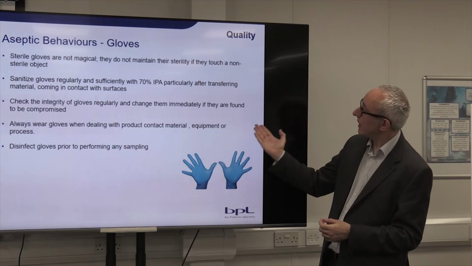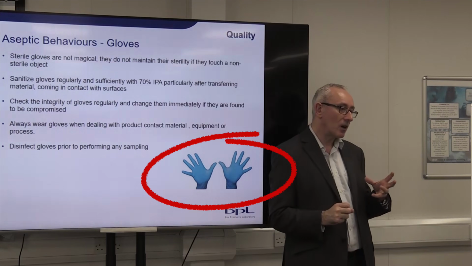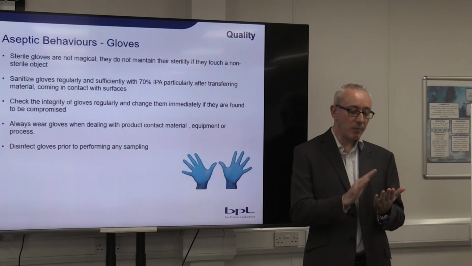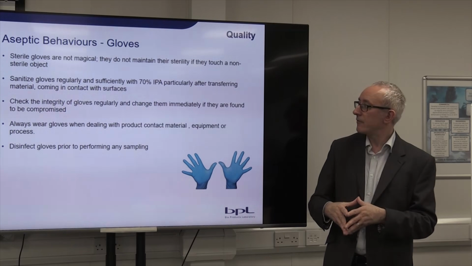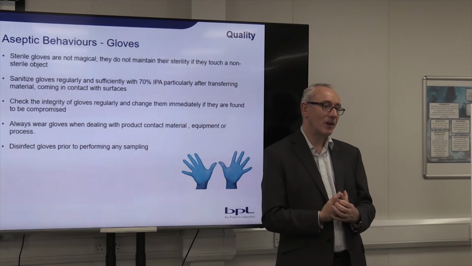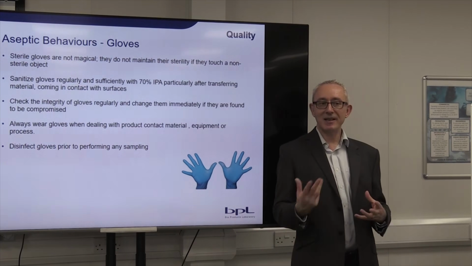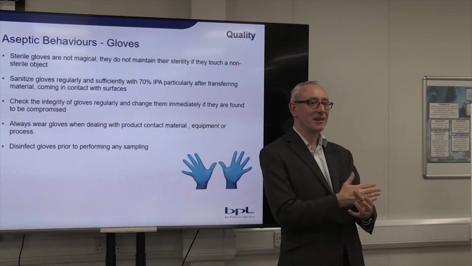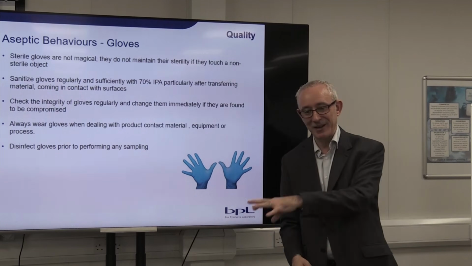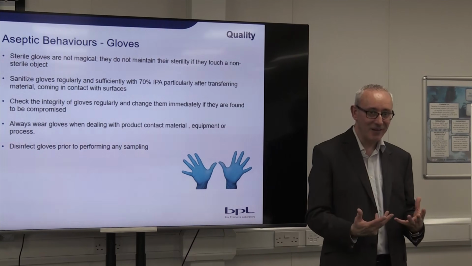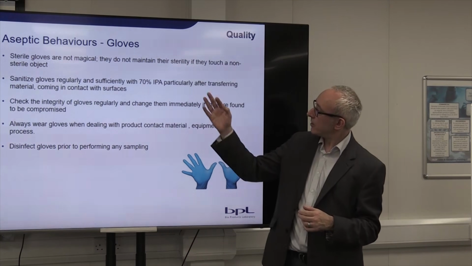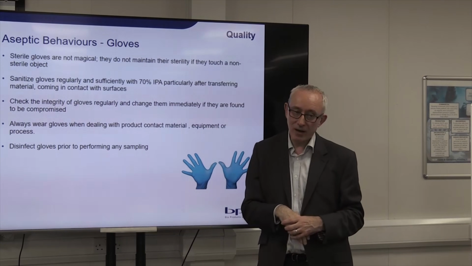Okay, so gloves. Now, gloves do protect the product. So they're better than bare hands, but gloves are not the solution to everything. It's often quite amusing if you go to a canteen, for example, and you see someone put gloves on, and they suddenly think they're invulnerable to anything, so they go and touch one thing, then touch another thing. Gloves don't work like that. They do reduce the contamination on the skin, but they're not perfect. So you do need to sanitize the gloves regularly.